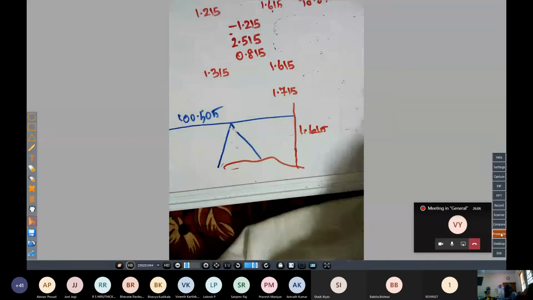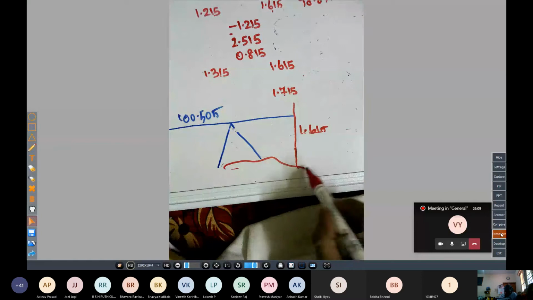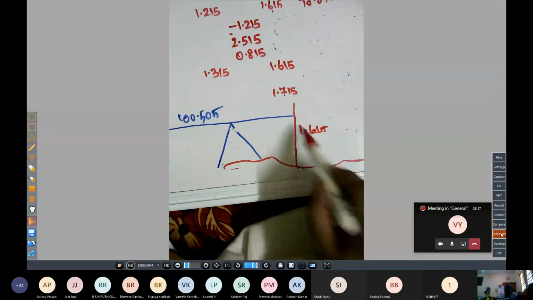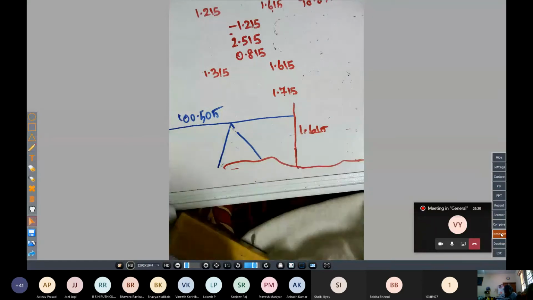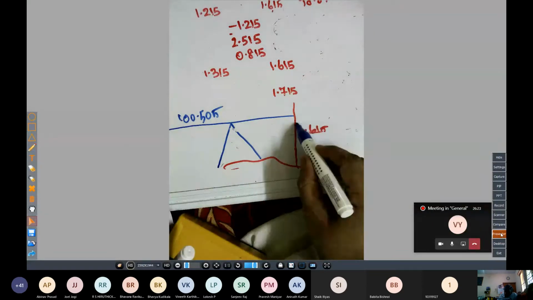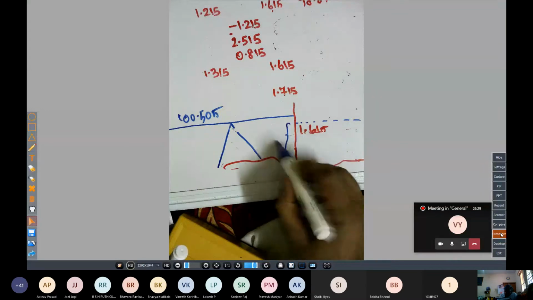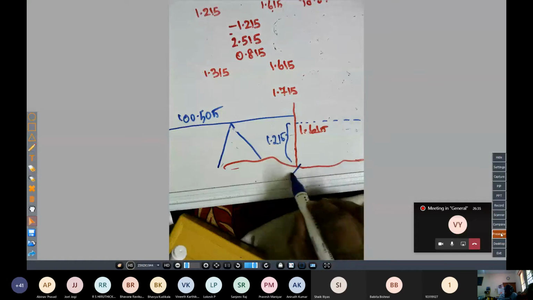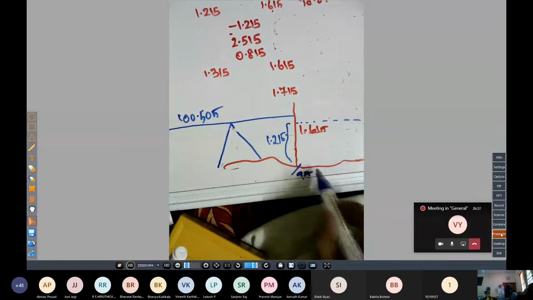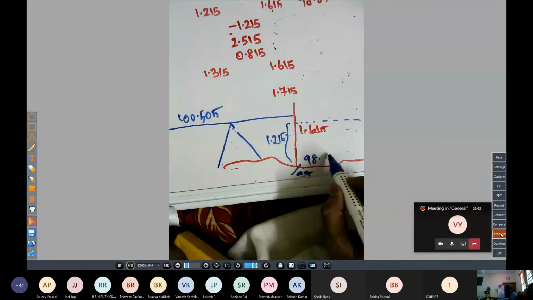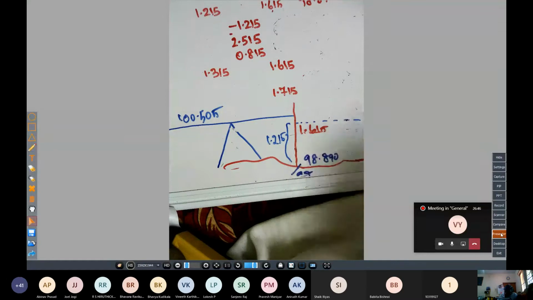You are going to a place and shifting the instrument somewhere. You are keeping the instrument like this. Okay, the same stuff, you are reading like this. This is 1.215. So what is the RL of this point? The RL of this point is 98.890. Now what is the line of collimation?